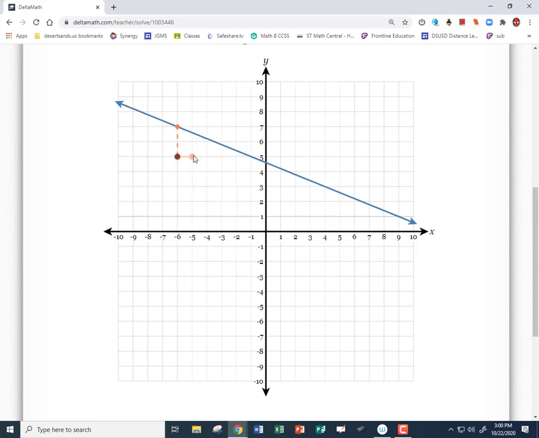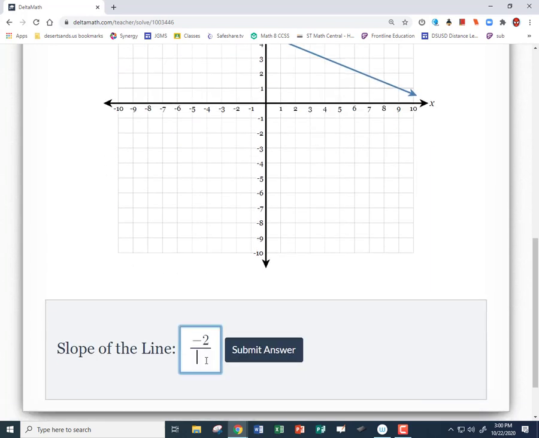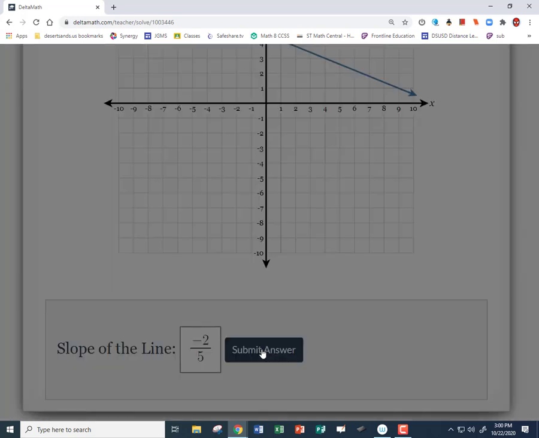I'm going to move to the right. 1, 2, 3, 4, 5. Got it. And because I moved to the right 5, well, that's going to be a +5. So -2/5.